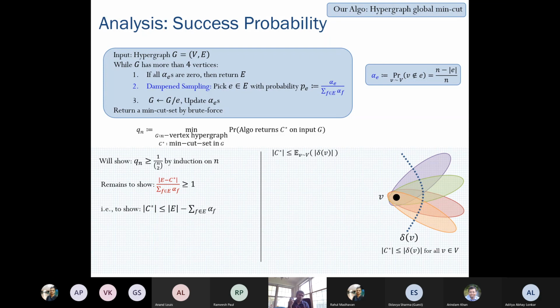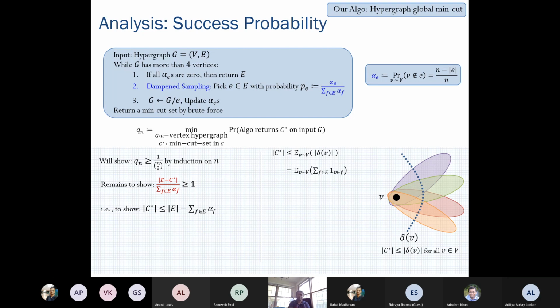Which means if you pick a uniform random vertex and look at the number of incident hyperedges to vertex V, then this is a lower bound. So the expected degree of V is a lower bound on the size of a min cut.